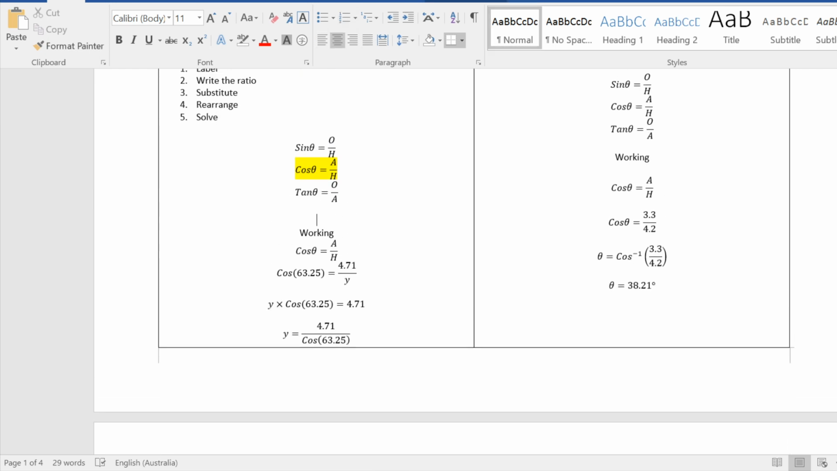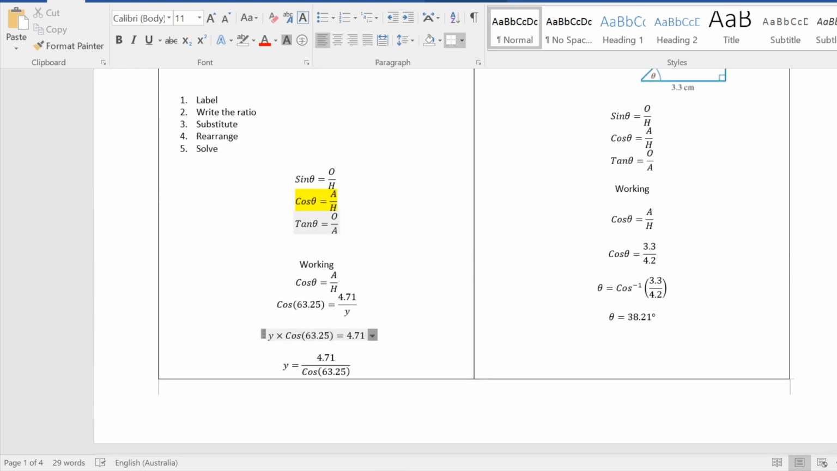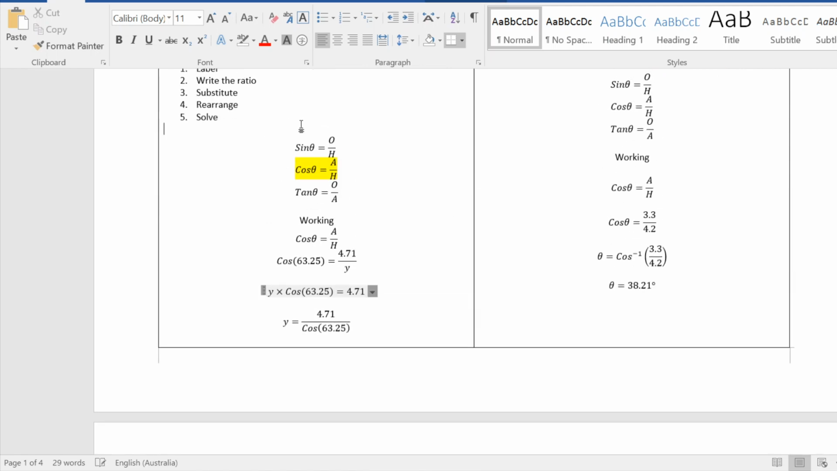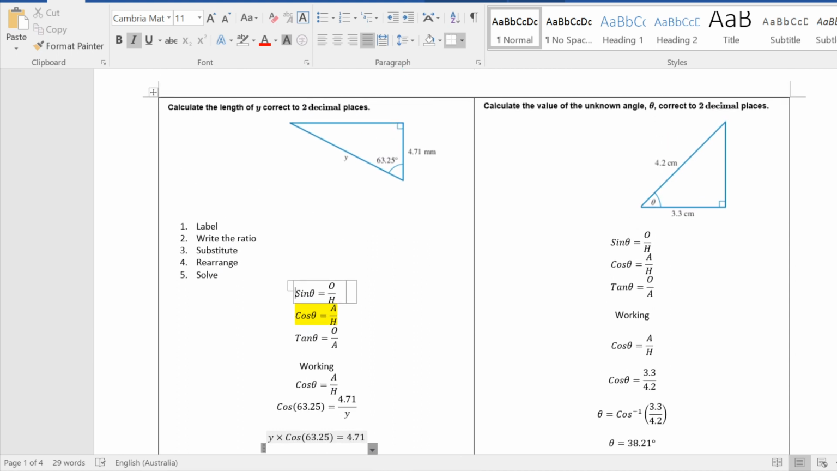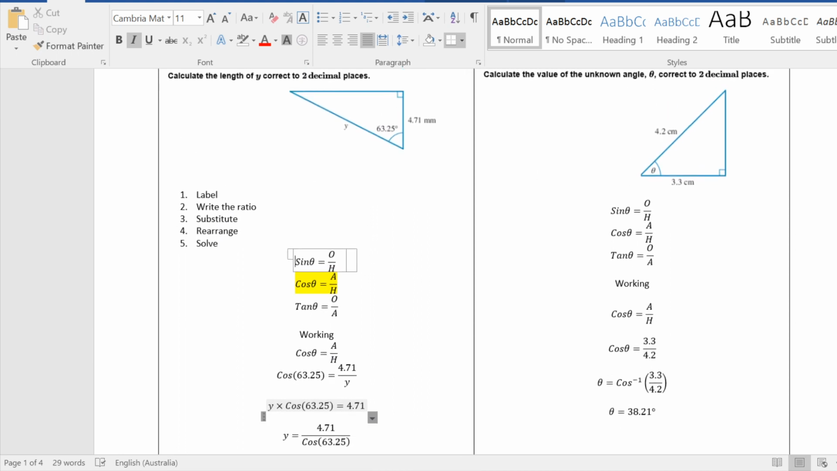I'm just going to quickly backtrack here so it all fits on one page. Almost. There we go. Okay, so I'll tidy this up, but there's the working for these 2 questions. Remember the 5-step process, and you cannot go wrong for any trig problem that you encounter.